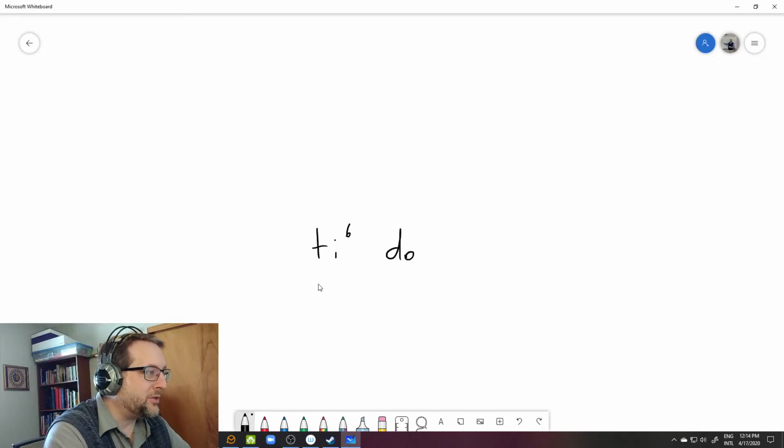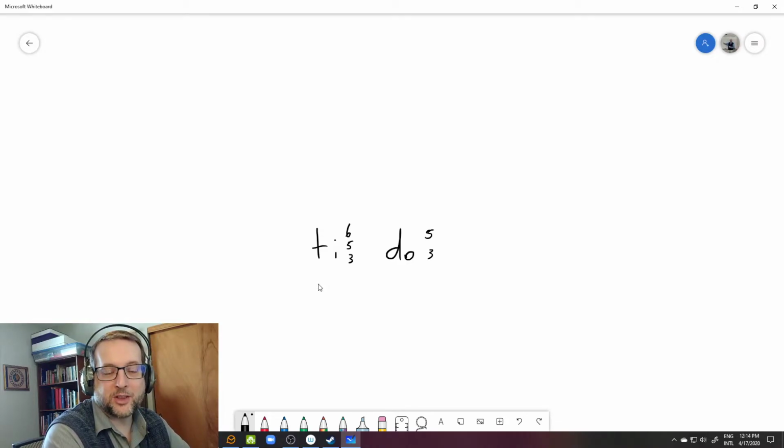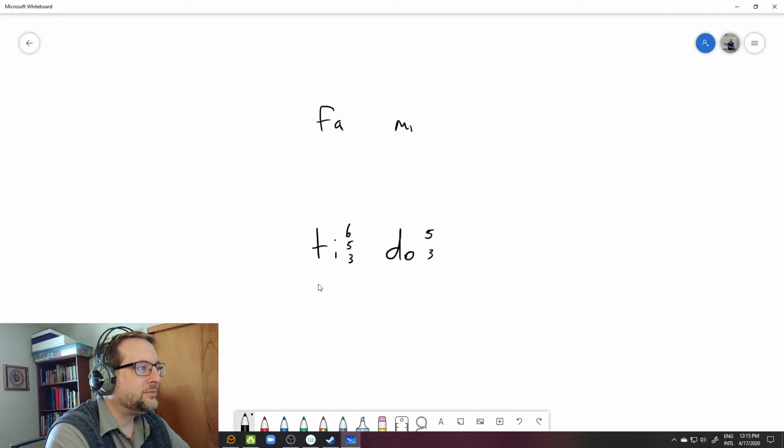So I already know that what I've got here is Ti 6-5-3 resolving to Do 5-3 because of the end of the rule of the octave. It turns out that's the cantizans cadence, the discant cadence. All right, and then I'm going to put on top of it, let's do comma style, so I'll put Fa Mi on top. And let's go ahead and add in a Re Do.